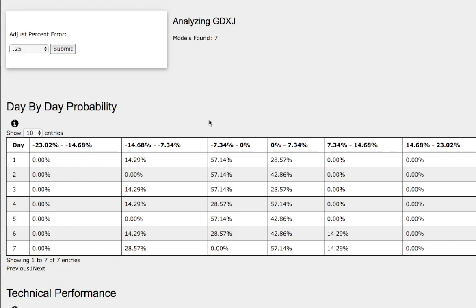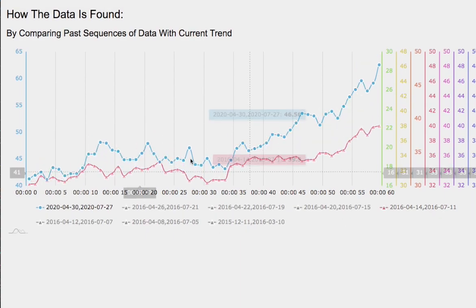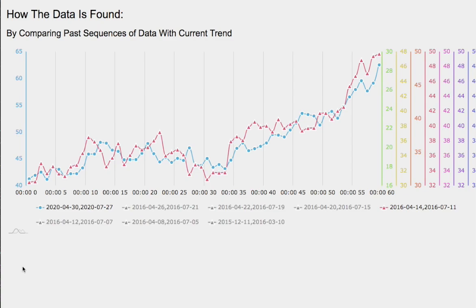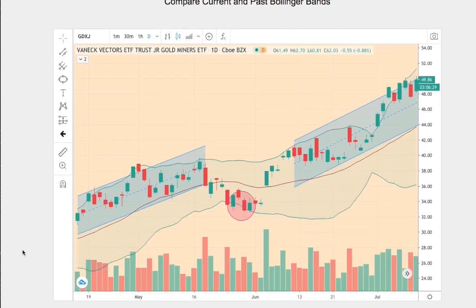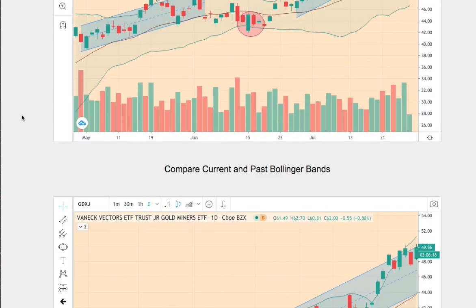And which one of these 7 models should we use as a reference? First, we'll take a look at the line graph. The blue line is our current trend, and the line overlapping it happens to be the best match. And right here we have our current trend, and the trend below is the one that we found on the line graph above. This dates back to April 14th to July 11th, 2016. So let's begin comparing both trends.